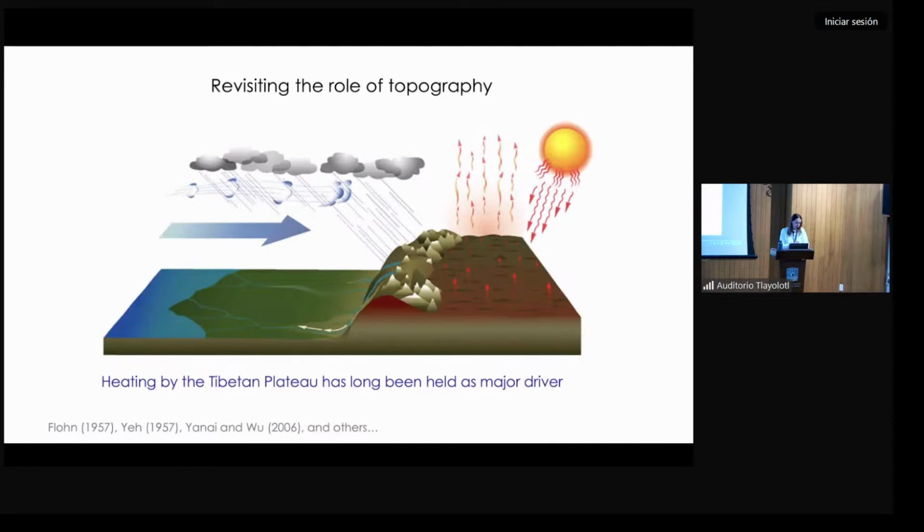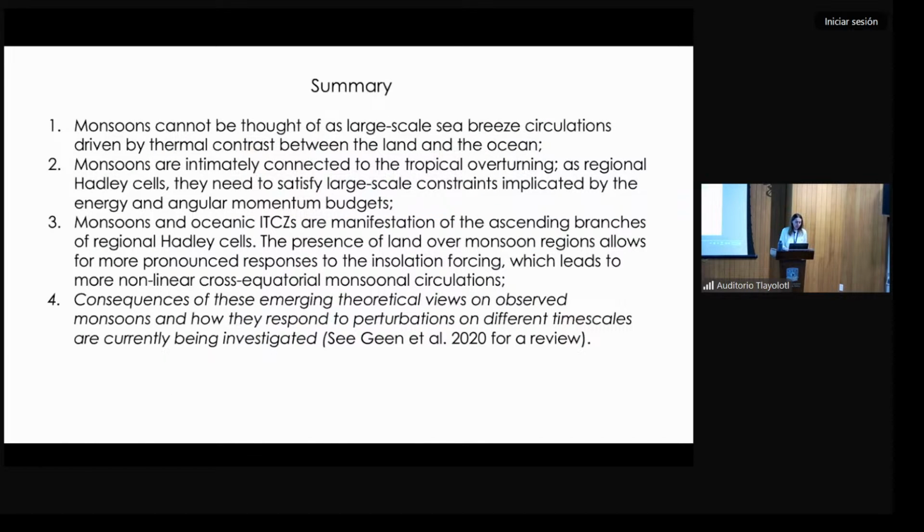I think I'll skip this because I don't have time. I'll pull up my summary. Again, this is a summary that I showed before, just to emphasize that despite some limitations, these theoretical frameworks really give us a lot of food for thought about the fundamental workings of monsoons and how they might respond to different perturbations. I'll stop here and thank you for your attention.